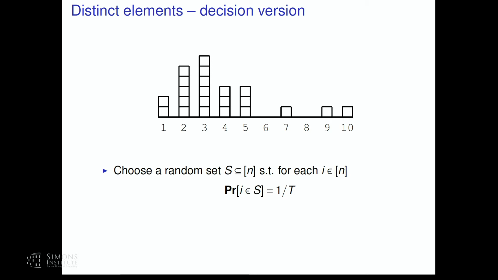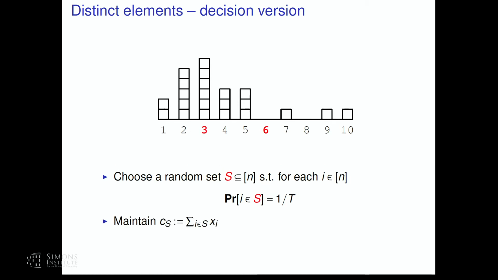The classical approach to this is as follows. Here's our frequency vector representation of the data stream, and we have a parameter t. We want to know if we have seen more than t distinct elements or fewer than t distinct elements. What we do is this. We select a random set S, a subset of the universe, that includes every given element of the universe independently with probability 1 over t. Here it is, this red set, which for this particular case contains the numbers 3 and 6. Now, as the algorithm is scanning the stream, it will simply maintain one counter.